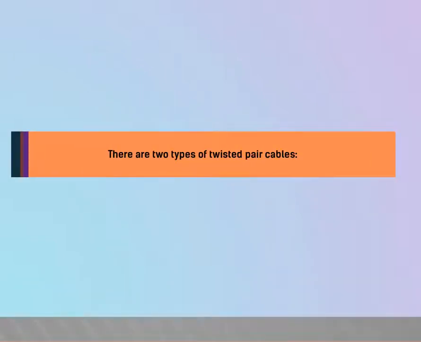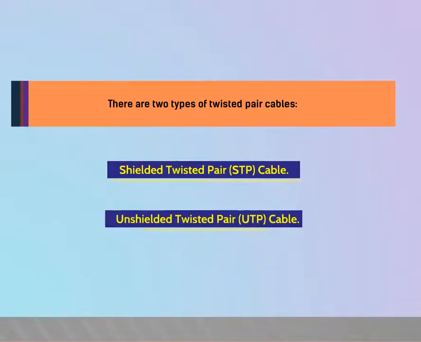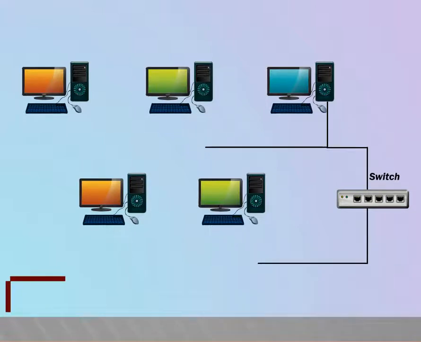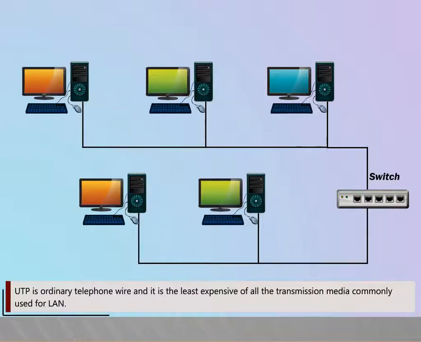There are two types of twisted pair cables. Shielded twisted pair, that is STP cable. Unshielded twisted pair, that is UTP cable. UTP is a set of twisted pairs of cable within a plastic sheet. UTP is ordinary telephone wire and it is the least expensive of all transmission media commonly used for LAN.